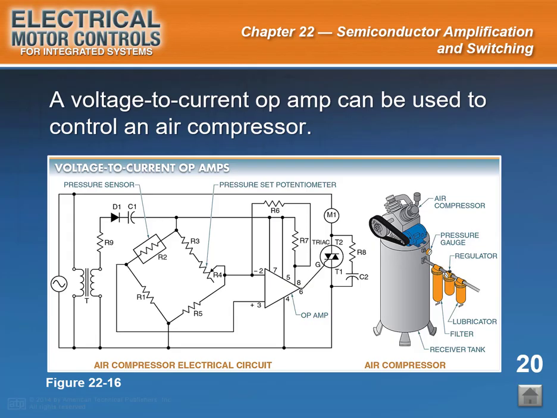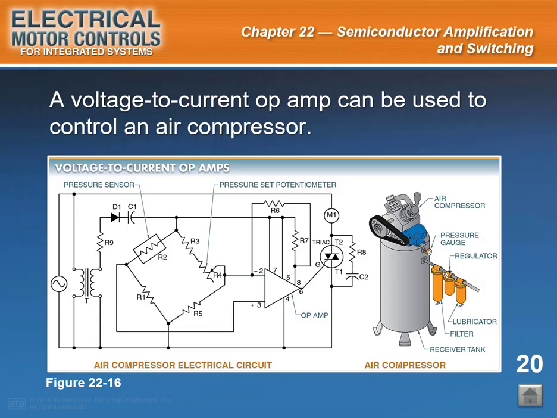Slide caption, a voltage to current op-amp can be used to control an air compressor. See figure 22-16. In certain circuits, such as a circuit in an air compressor, a change in voltage becomes the reference for the change in the circuit. When this is the case, a voltage to current op-amp is used.